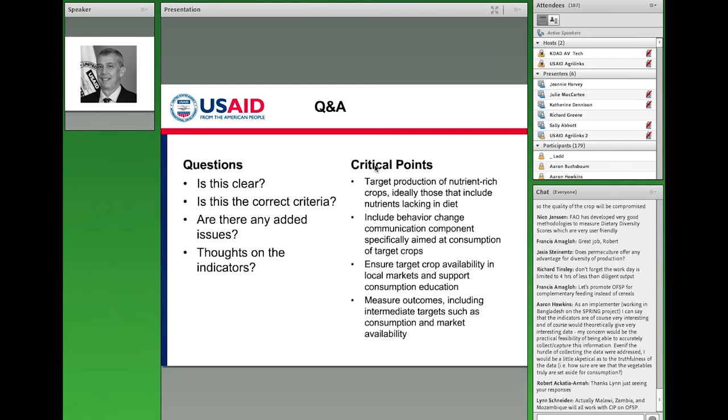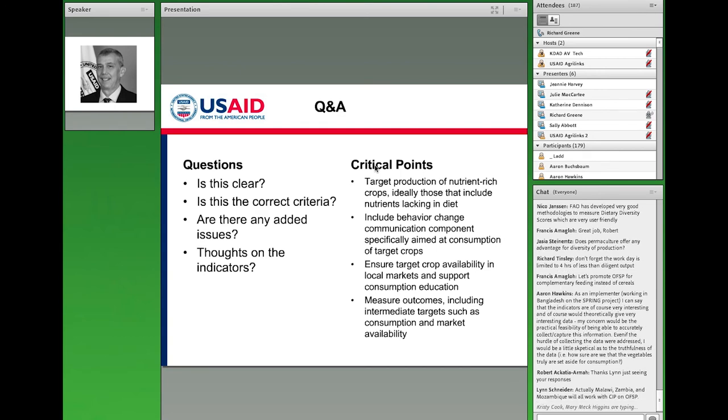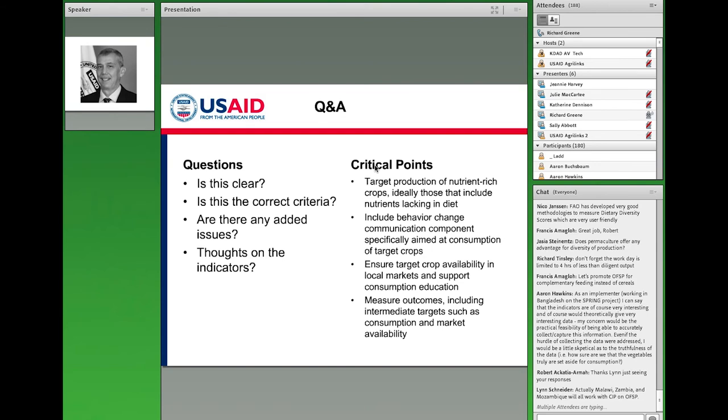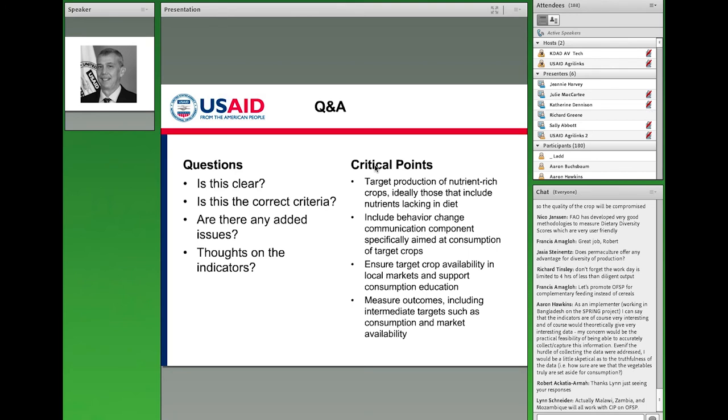And then what we're going to do is go back and think about how, again, we implement these. Our initial ideas are asking that they be put in work plans for these Feed the Future programs at horticulture, livestock, legumes, and aquaculture, and that we share some best practices and some tools that we have.